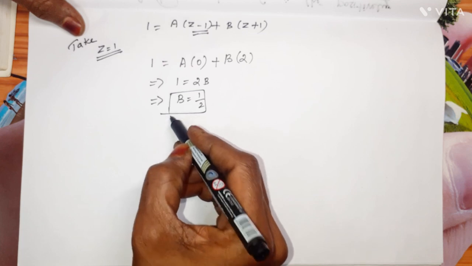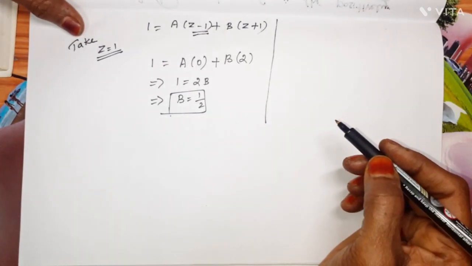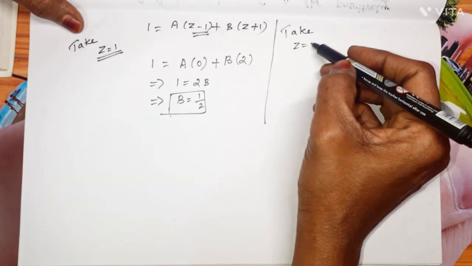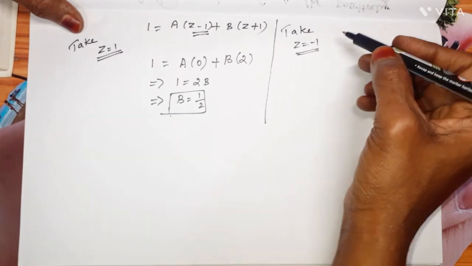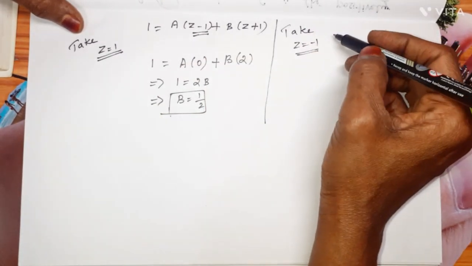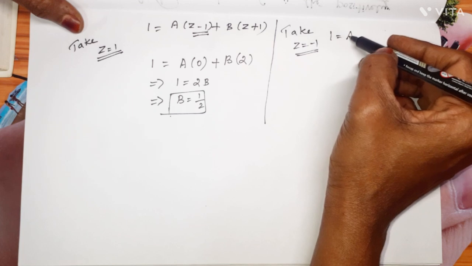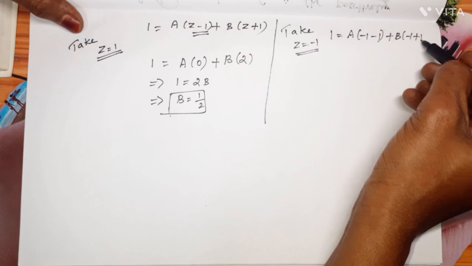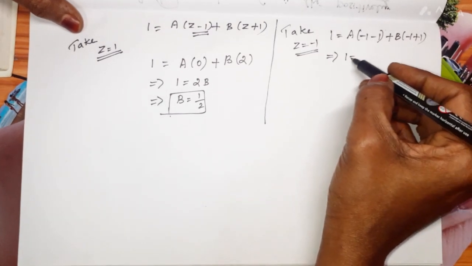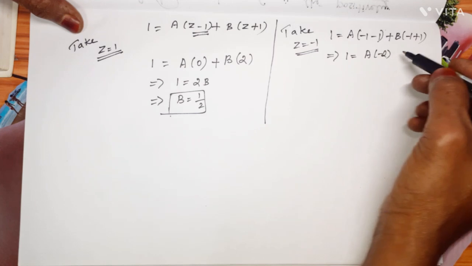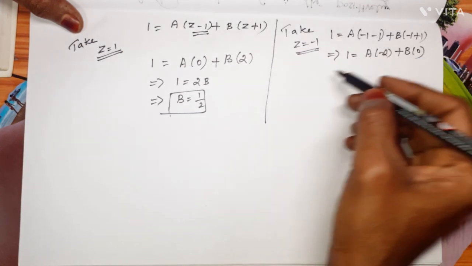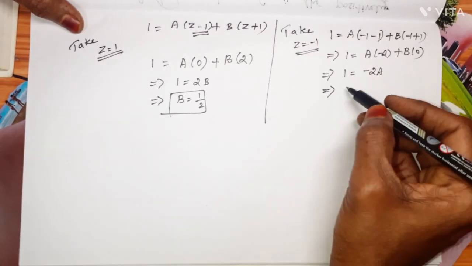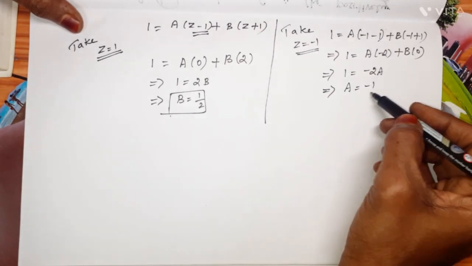We got one value. For finding the other one, we have to take z is equal to minus 1. When I take z equal to minus 1 in this expression, I am getting 1 is equal to a into minus 1 minus 1, plus b into minus 1 plus 1, which implies 1 is equal to a into minus 2 plus b into 0, which implies 1 is equal to minus 2a, which implies a is equal to minus 1 by 2.